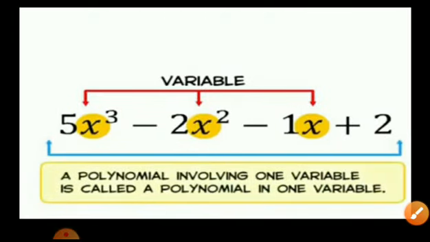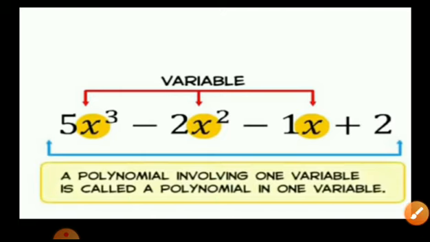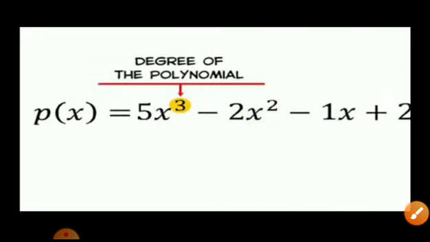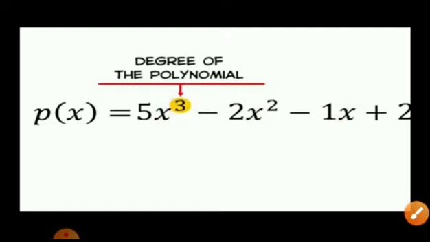Okay? And here x is a variable. In this example, we have only one variable x, and hence it is called a polynomial in one variable. Okay? Now the degree of a polynomial means the highest power of x. In this, the highest power of x is 3, and hence the degree of the polynomial p of x is 3.